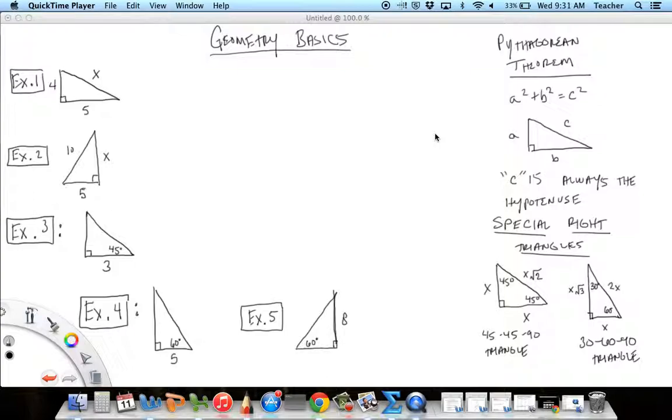I'm going to talk about some geometry basics, more specifically just talking about the Pythagorean theorem. There are some things that we generally know about geometry. We had a great conversation yesterday about it. And so I think today is just an opportunity to go over those things.